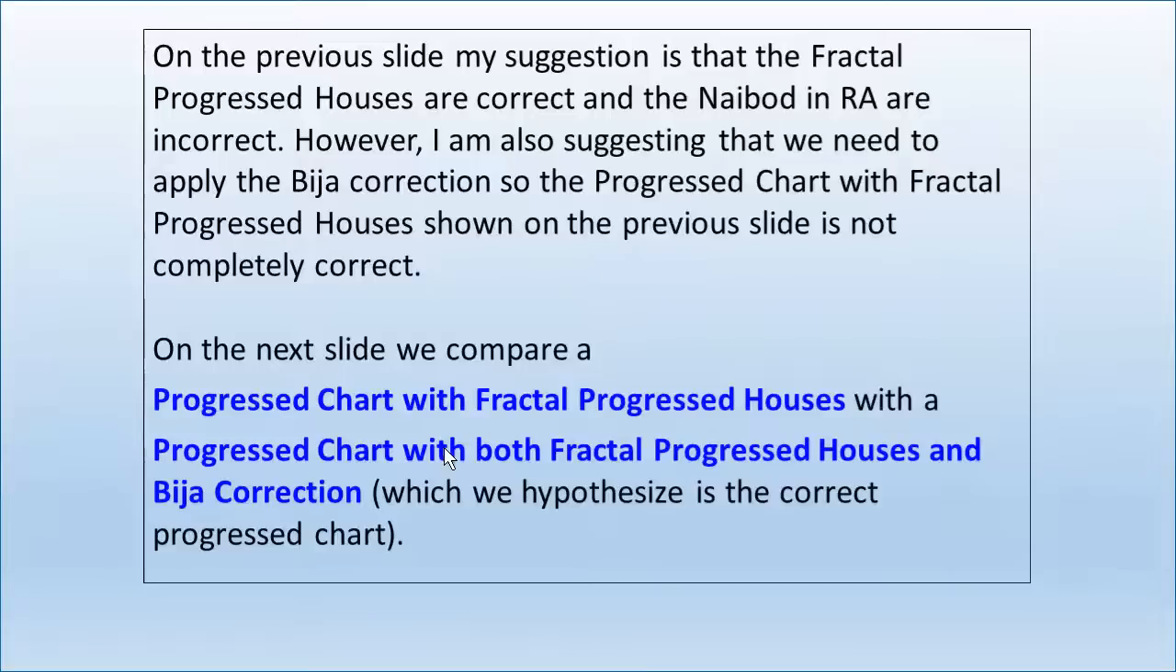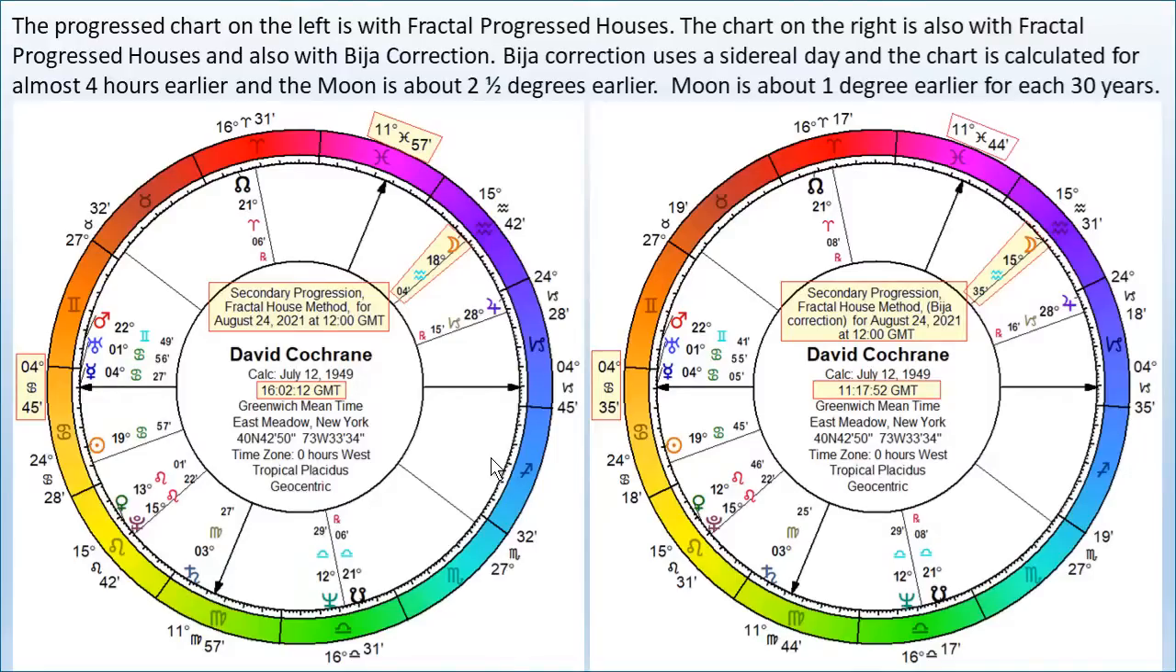I'll progress, look at my chart. So on the left is my fractal houses, secondary progression fractal houses. If you remember, that's the 4 Cancer 45. Here, secondary progression fractal house method, Bija correction. This, I believe, is the correct chart. This is the correct progressed chart. And look at the moon. For somebody who's as old as I am, the moon has moved 2.5 degrees earlier.